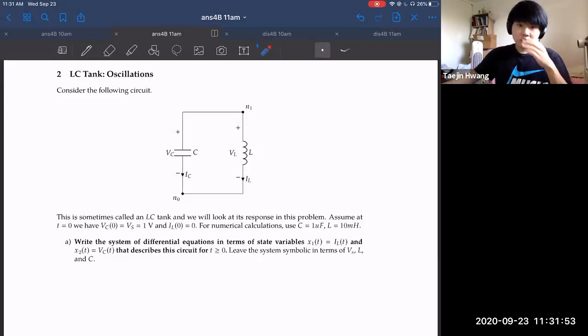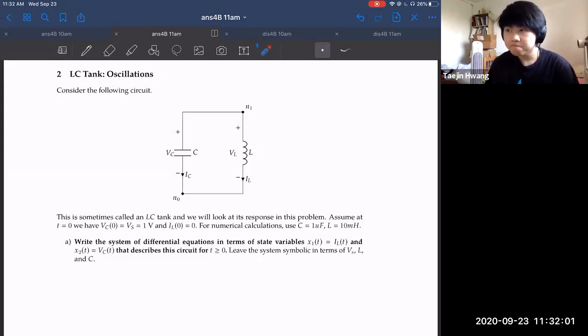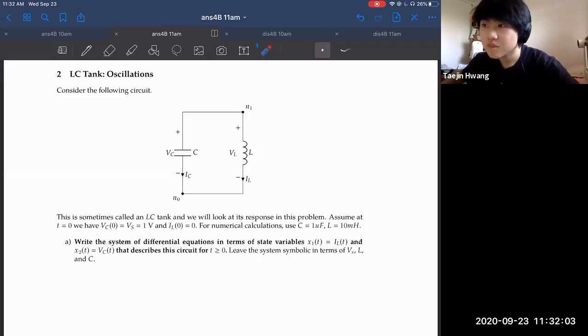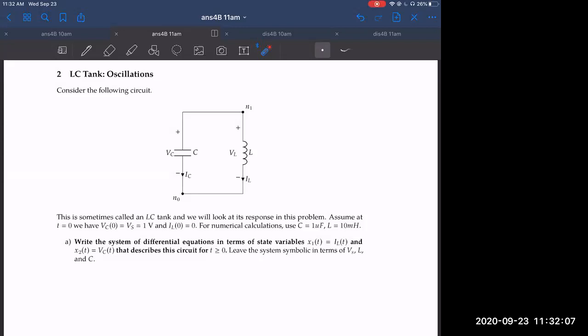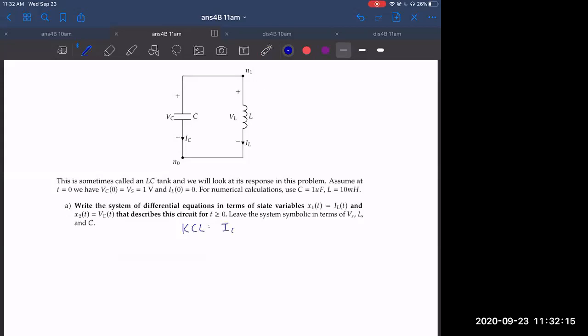All right, let's take a look at the problem now. Any ideas on how we should start? If you have any ideas, type in the chat. IC equals minus IL? Yeah, KCL tells us IC equals minus IL. That's good.